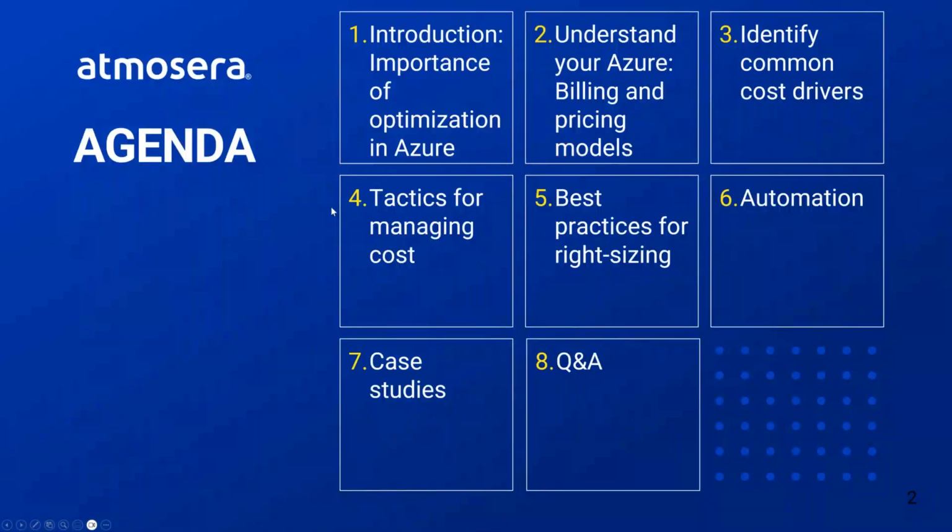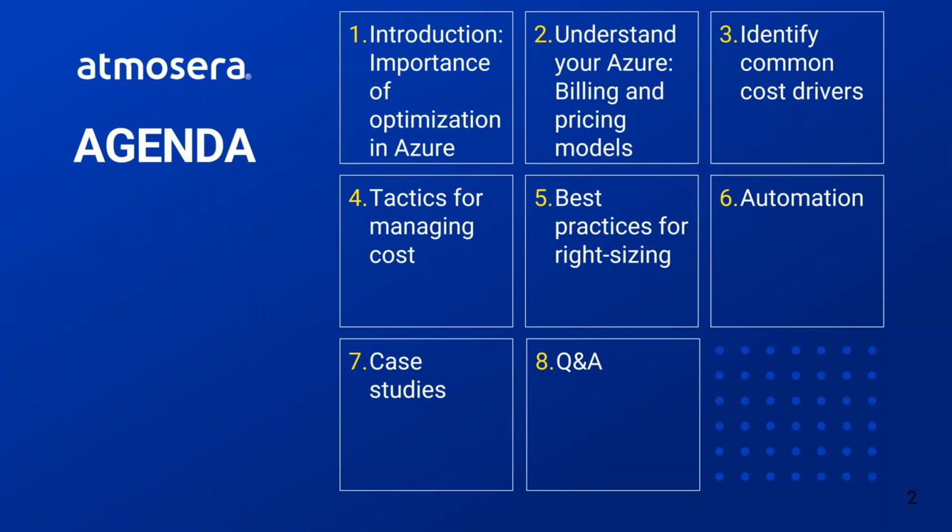So what we're going to be doing is first we're going to go through just a brief introduction. Why? Number two, we're going to try and understand Azure in terms of a billing and pricing model. We're going to identify some common cost drivers, things that increase cost or reduce cost in environments. We're going to start then talking about tactics for managing those costs, and then finally move on into best practices for right sizing.